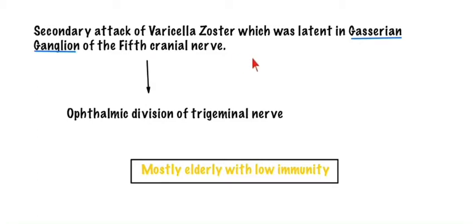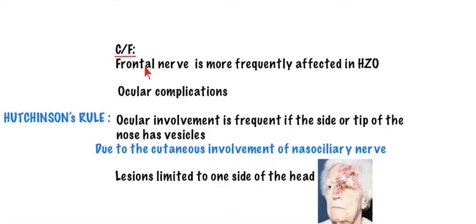Which part exactly? The ophthalmic division of the trigeminal nerve. And this disease is mostly seen in elderly people with low immunity. Among the clinical features, the frontal nerve is more frequently affected in herpes zoster ophthalmicus. MCQ again: which is the most commonly affected nerve in herpes zoster ophthalmicus? Frontal nerve.